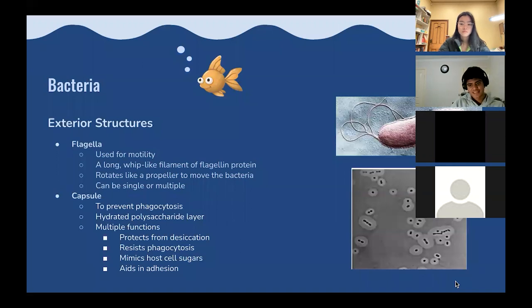Now, capsules, I think, are really quite interesting. Capsules are used to prevent phagocytosis, but they also have a few other functions as well. They resist phagocytosis because it mimics the host cell sugars, so the body can't identify the bacteria as a foreign pathogen. Instead, it recognizes it as self, and it allows the bacteria to grow and replicate inside the body. It also aids in adhesion because it's a polysaccharide layer, it's actually sticky. So sometimes capsules can help bacteria stick to mucosal surfaces or stick to each other and allow greater replication. So it's pretty important. But again, another way that the bacteria can survive for longer.